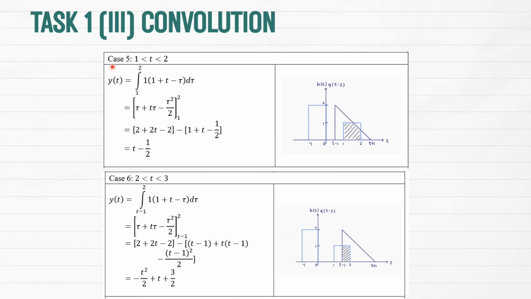Next, the fifth case is illustrated where t is between 1 and 2. The two signals partially overlap between tau equals 1 and tau equals 2. The calculation is the same as before, except the limits of integration are changed. Here is the output signal. This is the sixth case where t is between 2 and 3. The two signals partially overlap between tau equals t minus 1 and tau equals 2.